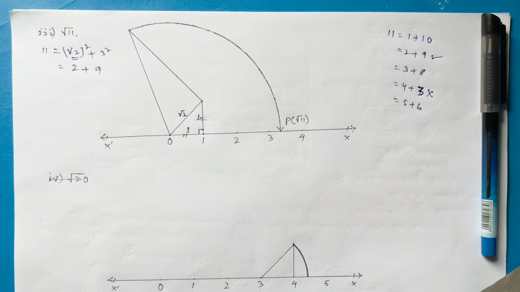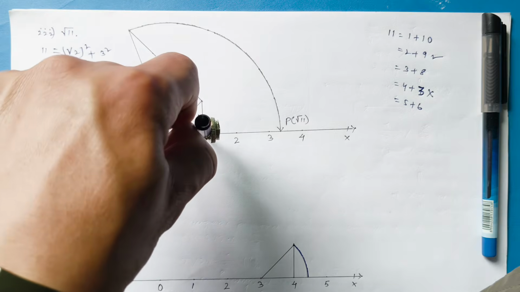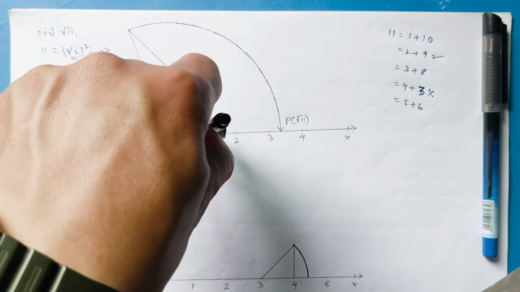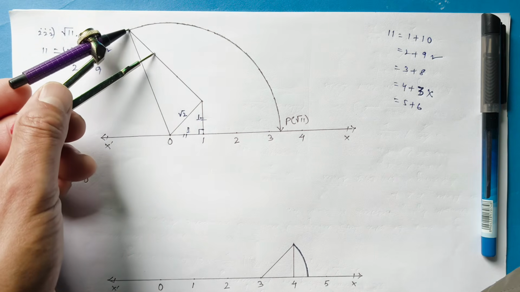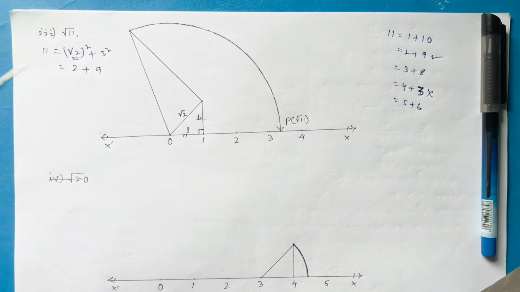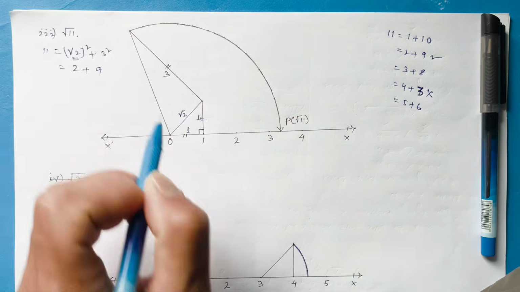3 units we have to take. 3 units. Up there is 1 unit. Can you understand? 1, 2, 3. 3 units there. This is what? 3 units.